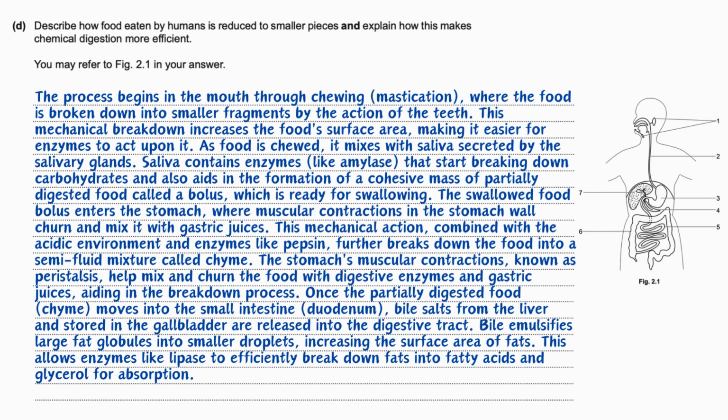Once the partially digested food, chyme, moves into the small intestine, duodenum, bile salts from the liver and stored in the gallbladder are released into the digestive tract. Bile emulsifies large fat globules into smaller droplets, increasing the surface area of fats. This allows enzymes like lipase to efficiently break down fats into fatty acids and glycerol for absorption.